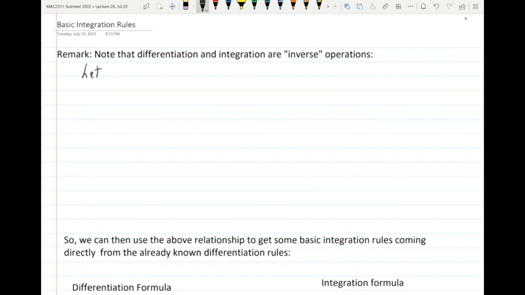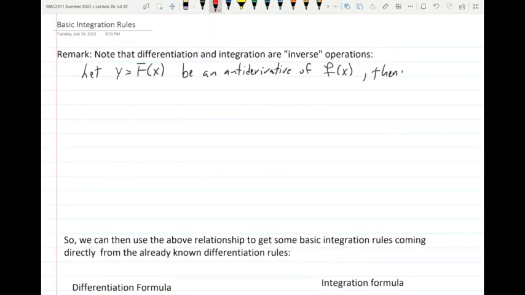So let y equal capital F of x be an antiderivative of little f. Okay? Then let's see what happens. Inverse operation means that if I do the two operations one after the other, they should somehow cancel each other, right? Like you take square root and then you square, they cancel each other. That's what inverse operation means.